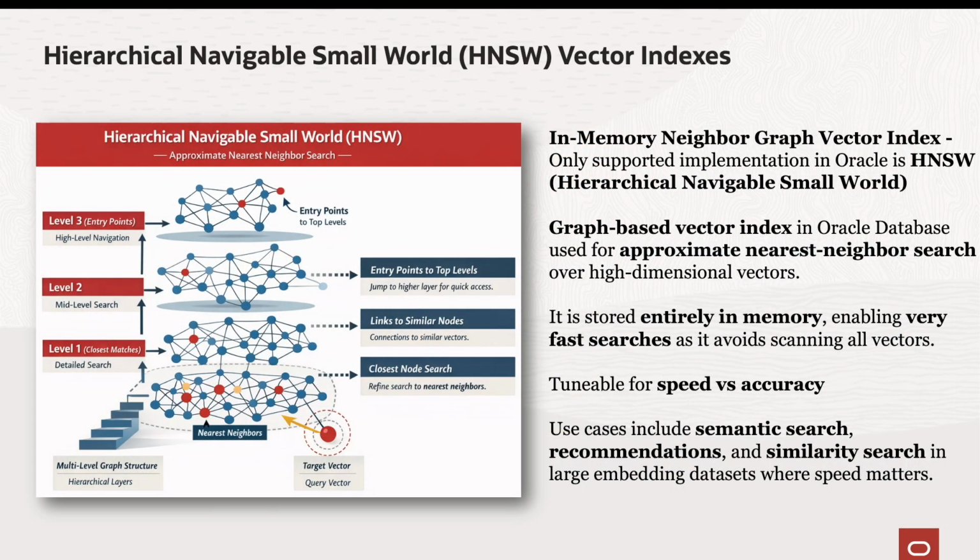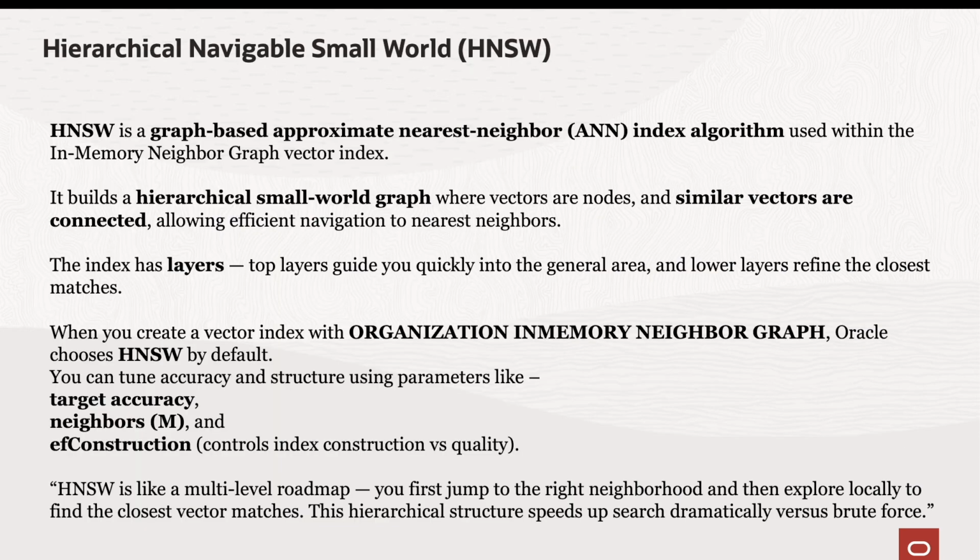The only currently supported implementation for Oracle's in-memory neighbor graph vector index is HNSW, the Hierarchical Navigable Small World. HNSW is a graph-based approximate nearest neighbor index designed for high-dimensional vectors. The entire structure lives within memory, so searches avoid scanning all vectors and stay extremely fast. It's tunable for speed versus accuracy, and is commonly used for semantic search, recommendations, and large-scale similarity search where low latency really matters.